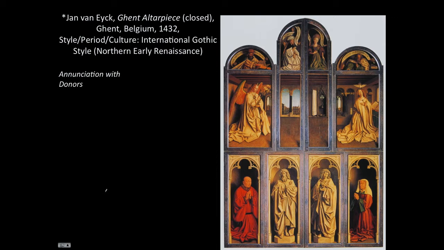piece. So I guess you guys are interested in what you need to know for the test, right? What you're going to be tested on. So you're going to need to give me Jan van Eyck, or just van Eyck. His last name is fine. Ghent altarpiece is suitable. You don't need to know that this is closed. Just be aware that there's more to it that we're going to see in the next slide. And then you can either give me International Gothic style, or you can give me the Northern Early Renaissance.